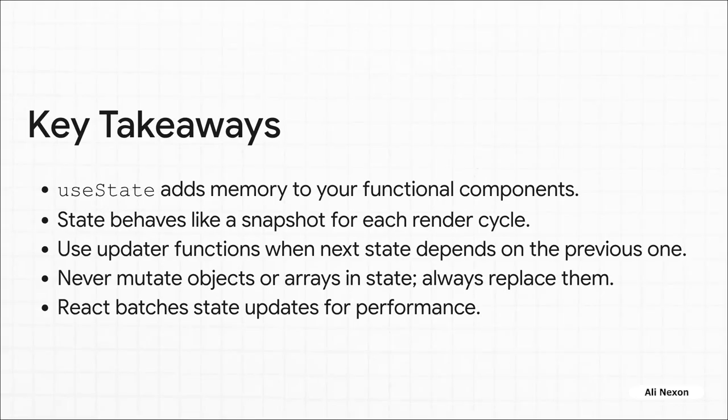So, let's just quickly recap the most important takeaways. useState gives your components memory. State is always a snapshot for any given render. If your new state depends on the old state, you have to use an updater function. For objects and arrays, the mantra is replace, don't mutate. And finally, remember that React is smart and it batches your state updates to keep things running fast.